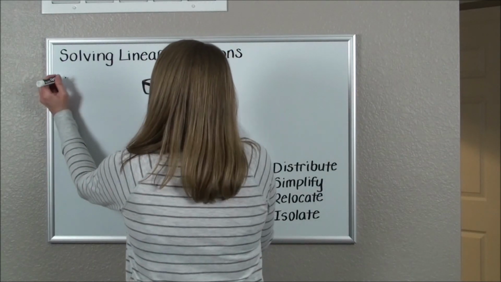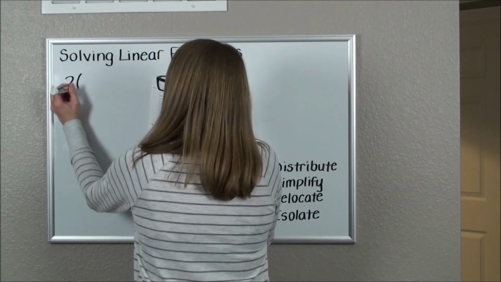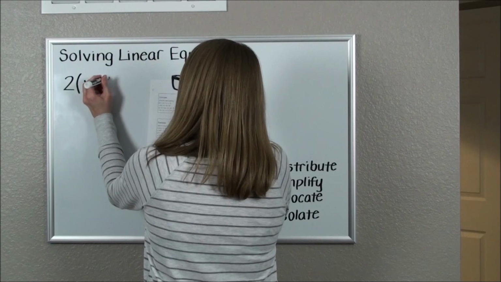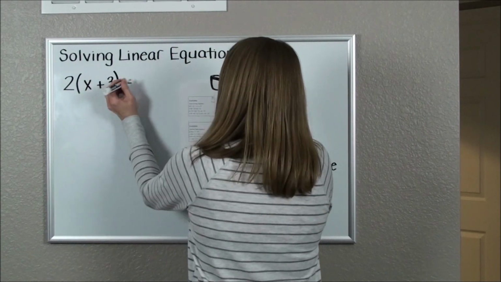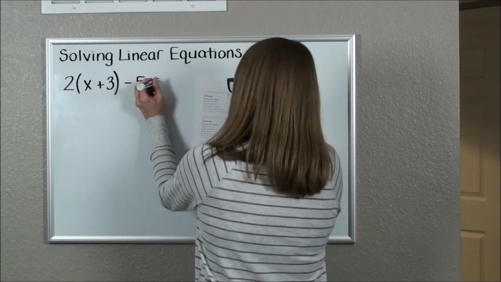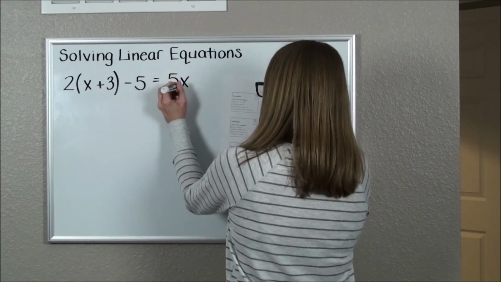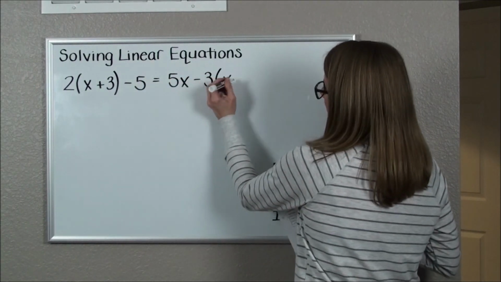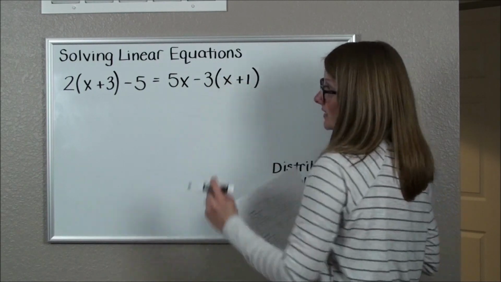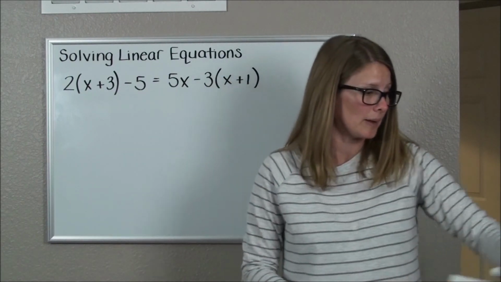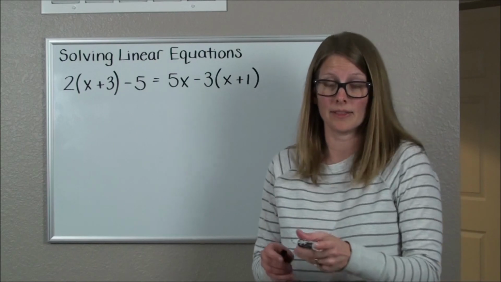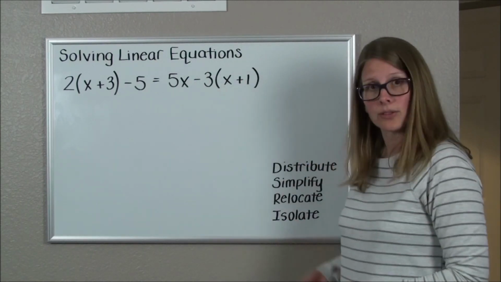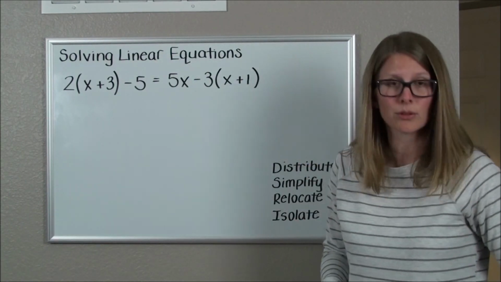All right, last example here. We've got 2 times the quantity x plus 3 minus 5 is equal to 5x minus 3 times the quantity x plus 1. Now I'm giving you the heads up that this is going to be false no matter what, but you don't need to know that on the onset because you're still going to go through the same 4 steps. You're going to go through the motions.